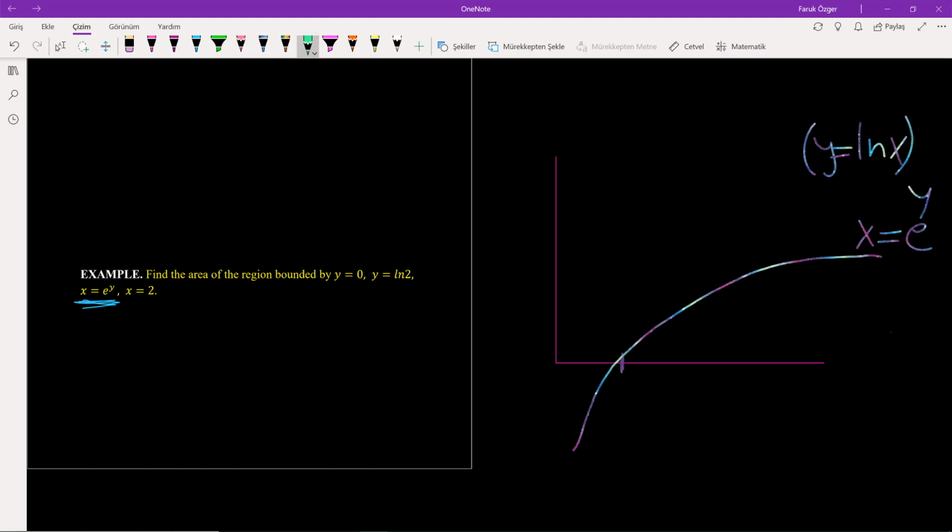And the other one is x equals 2. This is the point 1. X equals 2 is here. X equals 2. This is done also. Y equals 0 is the x-axis. This is the x-axis itself. Y equals 0. Let me draw. This is y equals 0.